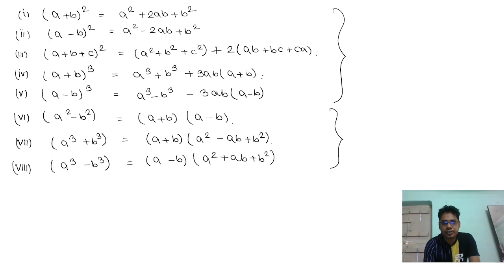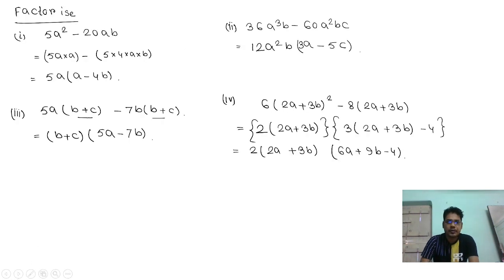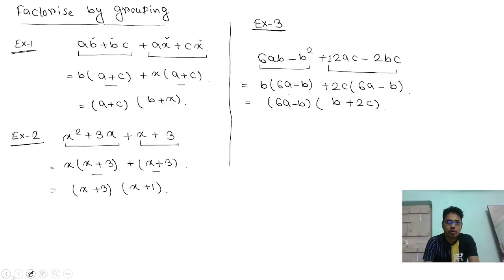Then we learn about these formulas: a plus b whole square, a minus b whole square, a plus b plus c whole square, a plus b whole cube, a minus b whole cube, a square minus b square, a cube plus b cube, a cube minus b cube. These formulas are the most important formulas. Then we learn how to factorize, the basic factorization. Then we learn how to factorize with grouping. You have to first make the group and then you have to factorize.